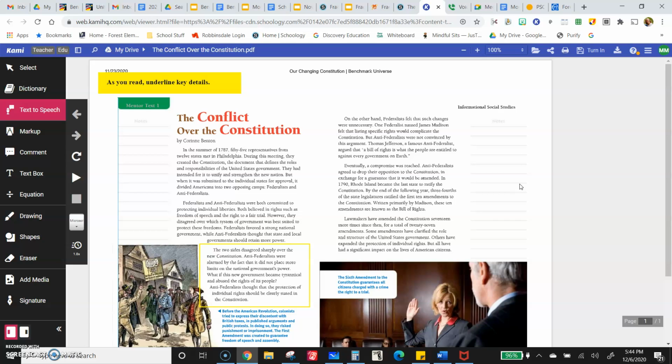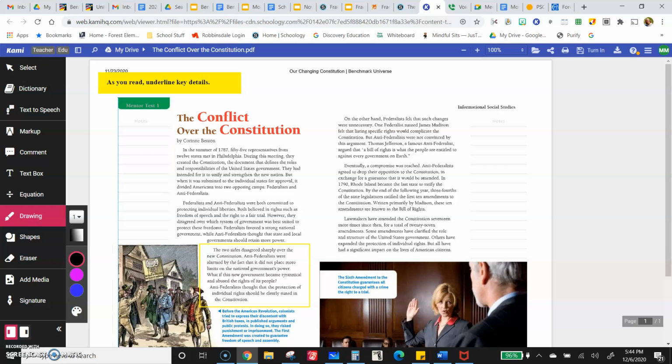Notice it says they were both committed to protecting individual liberties. Both believed this. However, they disagreed. So you have one side versus the other side. So anytime we're seeing things about conflict or things about the Constitution would be details that are important that you could underline just to help you understand it better.